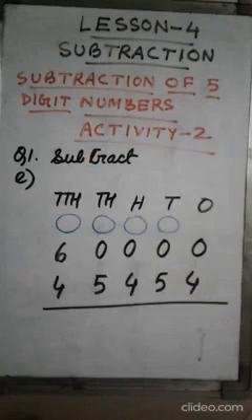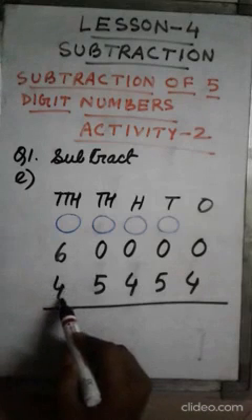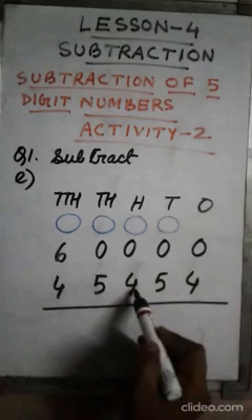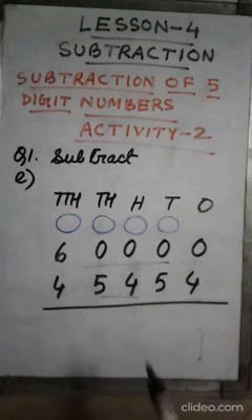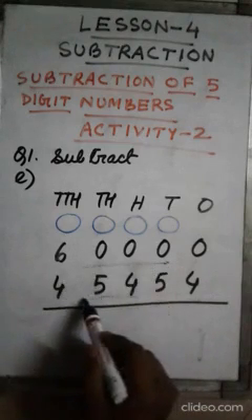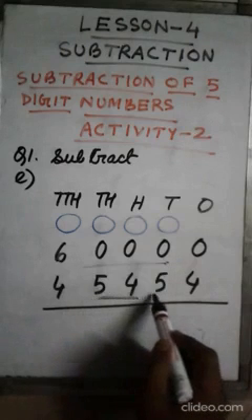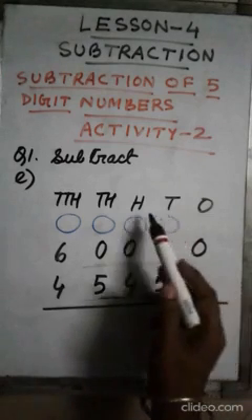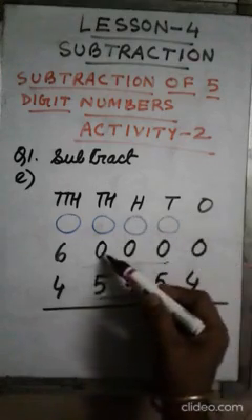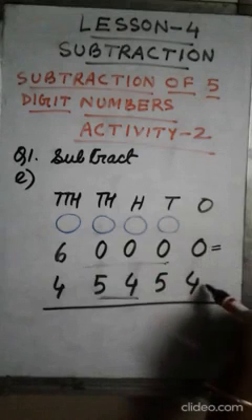Then we shall go to question number 1, E. We have to subtract 45,454 from 60,000. From 60,000 we have to subtract 45,454. For this I have drawn the place value chart. This is a minuend and this is subtrahend.